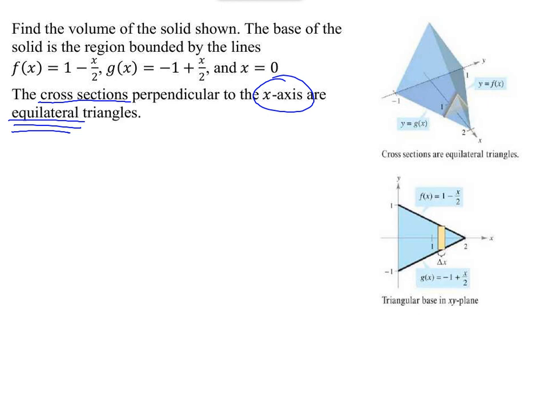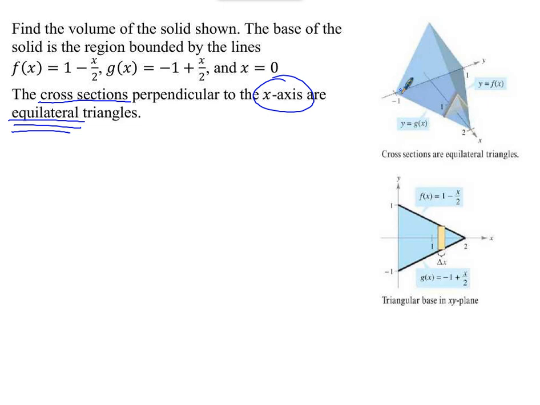So the first place we want to start is with this information that they give me. Cross-section perpendicular to the x-axis is an equilateral triangle. So that means I need to define my area as an equilateral triangle. That's going to be my area function. Now take a look at the figure that they're giving me. They're showing me this shape, and it's kind of tough if you haven't worked with three-dimensional figures on a piece of paper before to see that dimension to it.